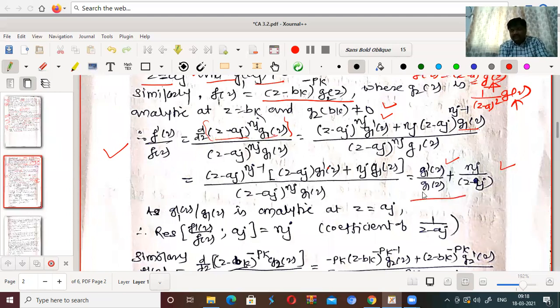Now as g1 of z is not equal to 0 and analytic at aj, similarly g1 dash z is also analytic at z equal to aj.